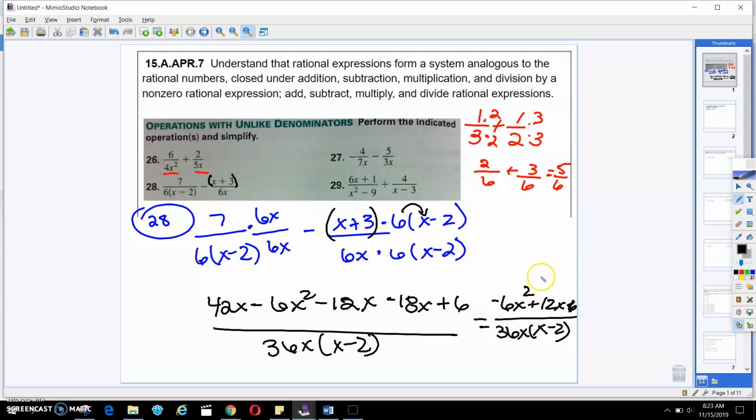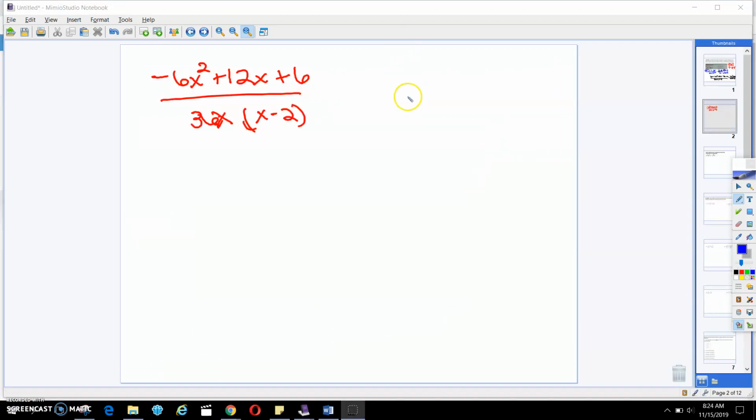Now, you would essentially factor this and see if you could cancel things out. And you can take a moment and try that. And yes, you will notice that you can factor those out. So I'll show you that in just a second. As I was saying, you can factor this.